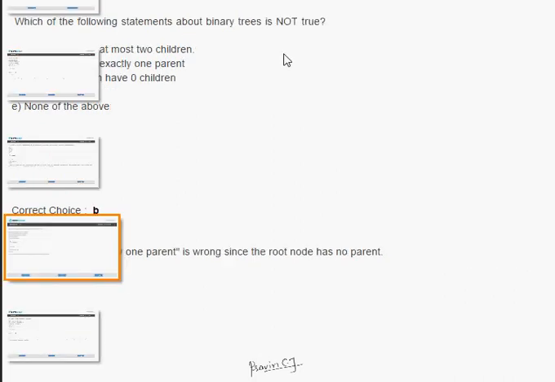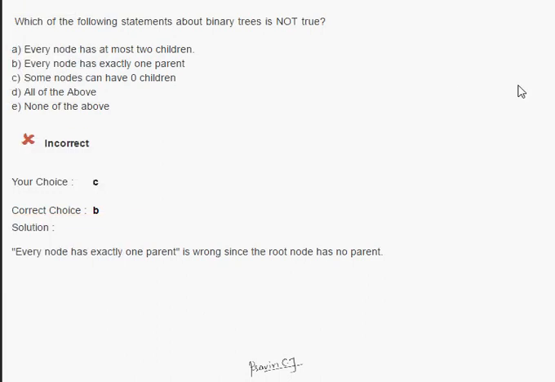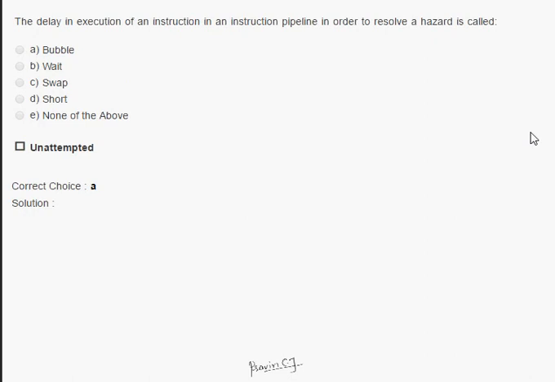The question is, the delay in execution of an instruction in an instruction pipeline in order to resolve a hazard is called a bubble. The delay in execution of the instruction in an instruction pipeline means the instructions are coming one after another. In order to resolve a hazard, the term is called a bubble.